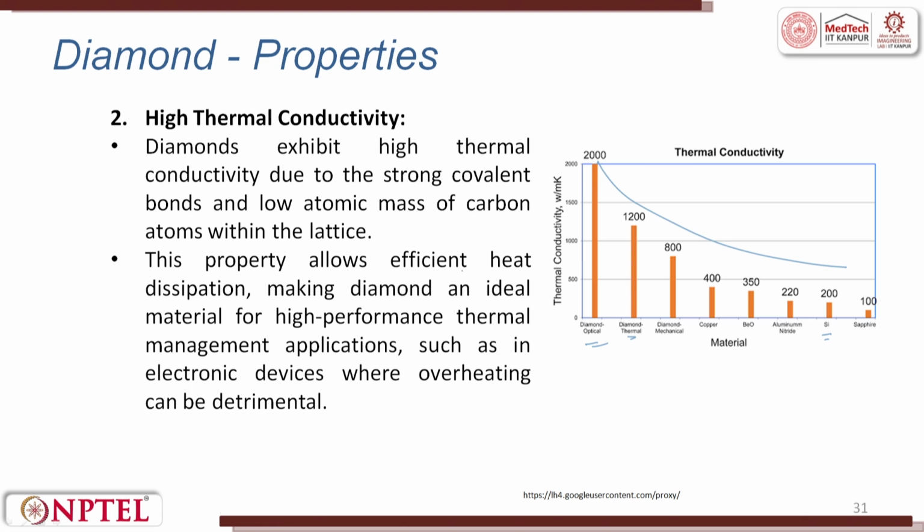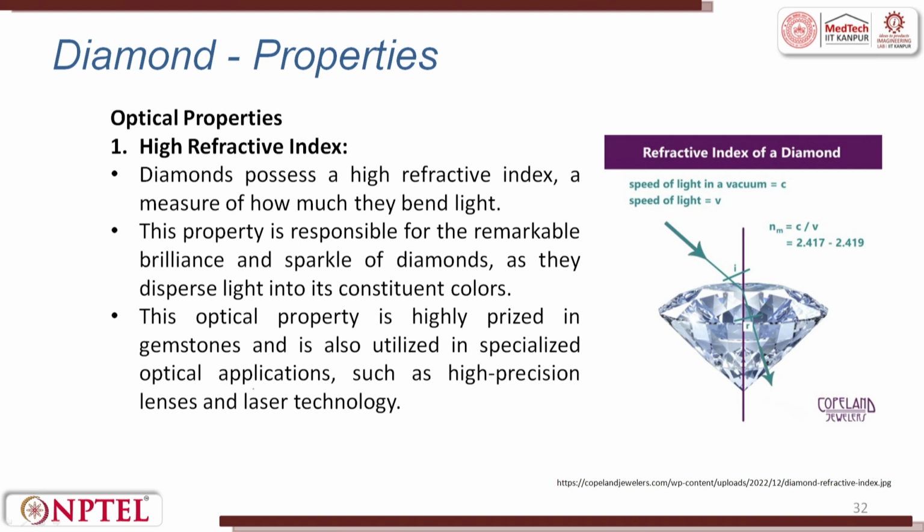This property allows efficient heat dissipation, making diamond an ideal material for high performance thermal management applications, such as electronic devices where overheating can be detrimental. A high refractive index is there because of its structure. It also reflects light in a very nice fashion. So, high refractive index. Diamond possesses a high refractive index, a measure of how much it bends light. This property is responsible for the remarkable brilliance and sparkle of diamond.